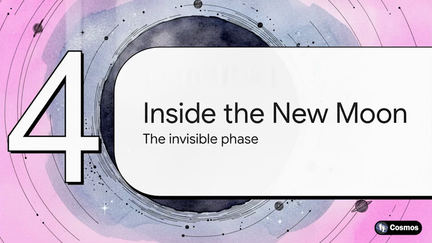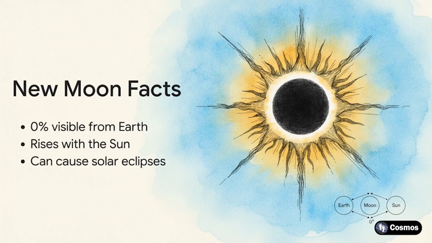That brings us to section 4, inside the new moon, the invisible phase. So, the crucial point here is that this is the exact moment in the cycle where the moon seemingly vanishes from our sky entirely. The new moon marks the absolute 0 point of the lunar cycle. Because it sits perfectly at that 0-degree angle between us and the sun, its illuminated half is facing entirely away from us. But the most mind-bending part isn't just that it's 0% visible. It's that it rises and sets almost exactly with the sun. This massive celestial body is traversing our sky during broad daylight, completely masked by the sun's glare.